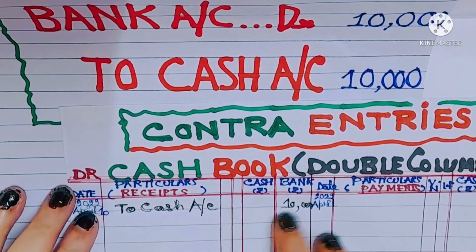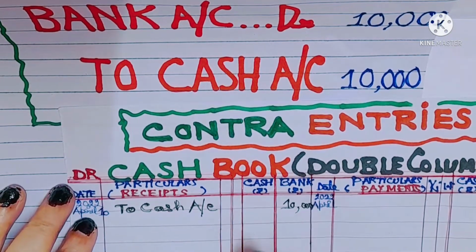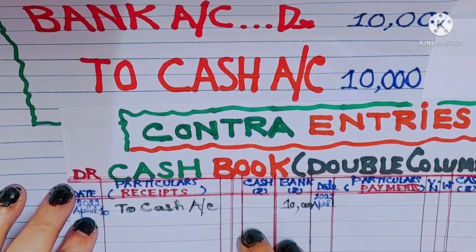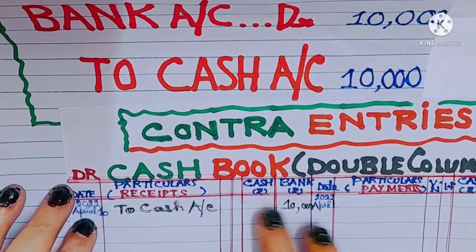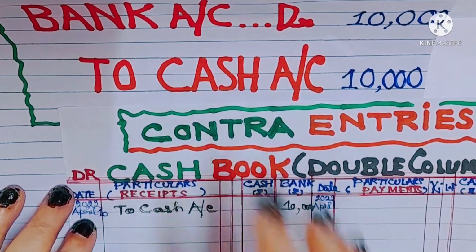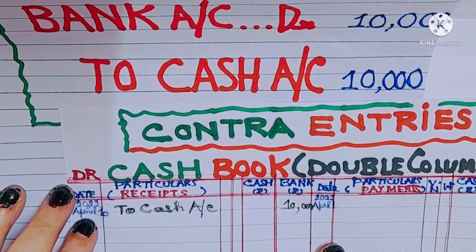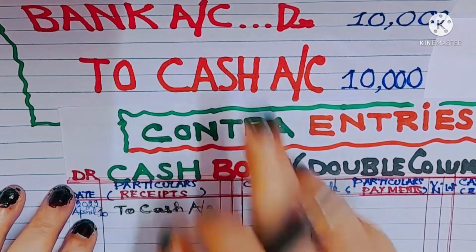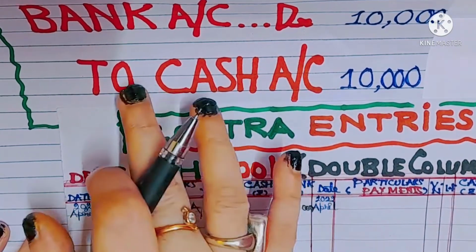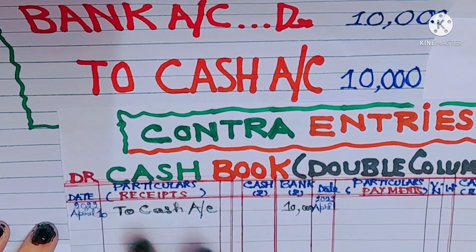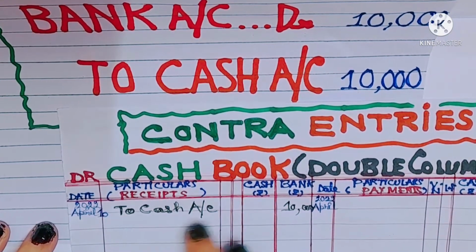Why are we writing in the bank column? Because whose position are we looking at? We are looking at the position of the bank account. When we look at the position of the cash account, we will write in the cash column. Now whose position are we looking at? We are now looking at the position of the bank account. What is the position of the bank account? Since bank account is on the debit side, cash account will also be on the debit side. So I have written on the debit side to cash account.